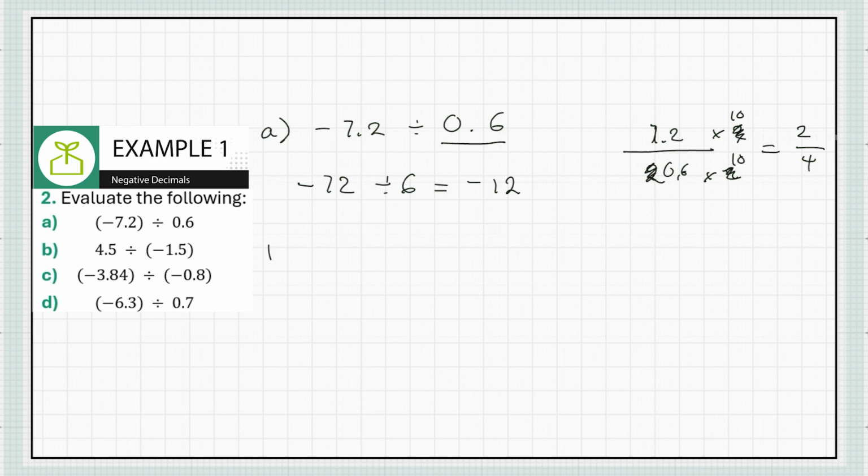Okay, next up we have B. So we have 4.5, and we're going to divide this by minus 1.5. Now, we know it's going to be negative because it's a positive divided by a negative. You should just get minus 3.